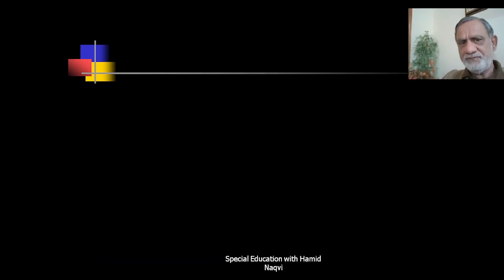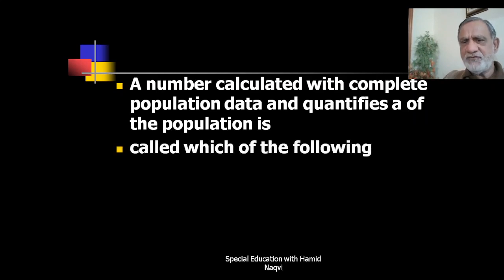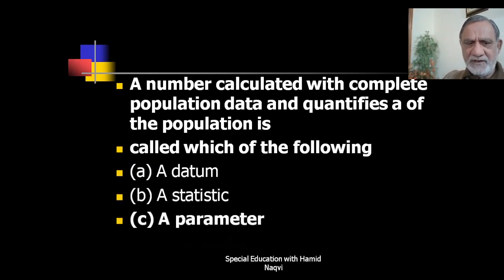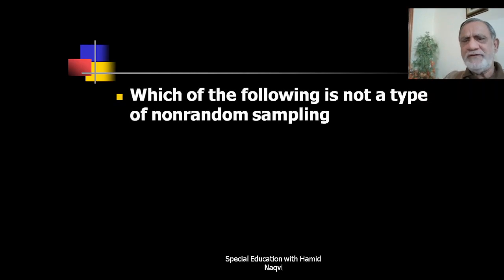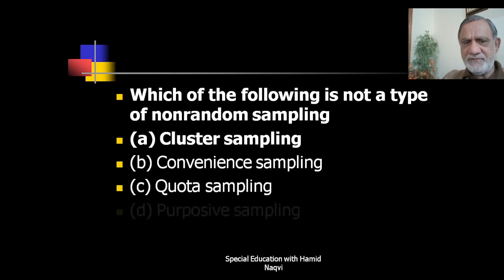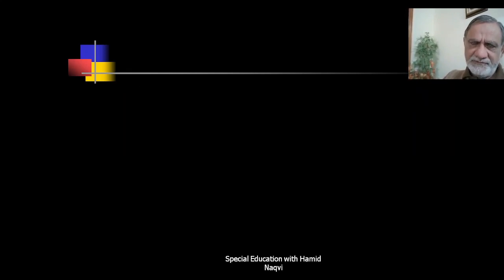Correct is snowball. A number calculated with complete population data and quantifies a characteristic of the population is called which of the following? A datum, a statistic, a parameter, or a population. They are called a parameter. Which of the following is not a type of non-random sampling? Cluster sampling, convenience sampling, quota sampling, or purposive sampling? Cluster sampling is not a type of non-random sampling.